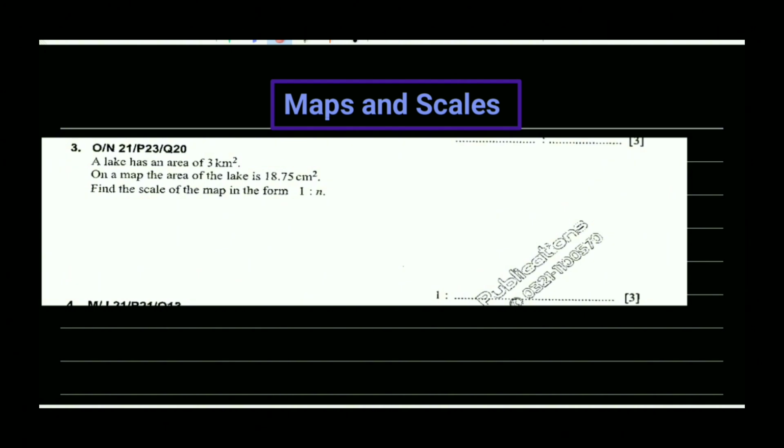A lake has an area of 3 kilometers square. On a map, the area of the lake is 18.75 centimeters square. Find the scale of the map in the form 1:n. So first of all, I will write the steps of these questions.